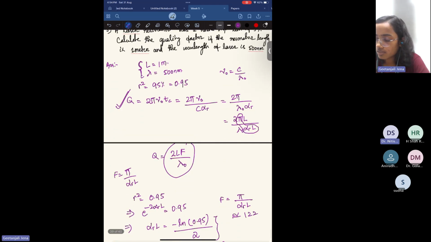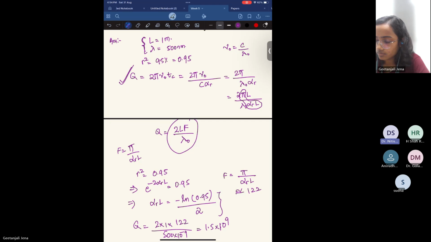Gitanjali ma'am, yes. R square is equal to e to the power minus 2 alpha RL is right for every R, not only for high fineness. R square is equal to e to the power minus 2 alpha RL is valid for all R. But in case of high fineness, we can use alpha RL here. If we have high fineness, then we have R square equal to 0.9, then in that case, alpha RL is 1 minus 0.9, I think.